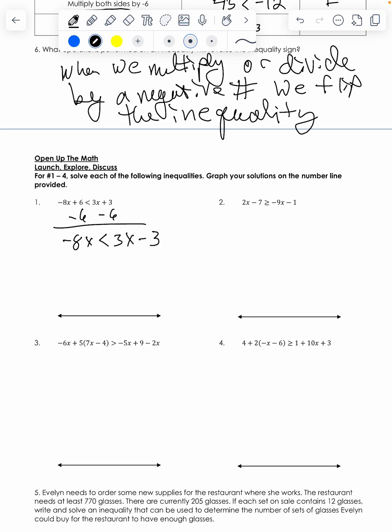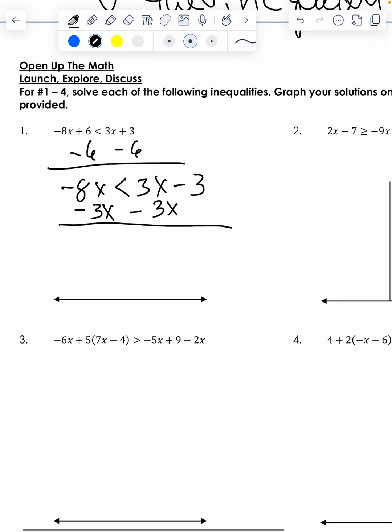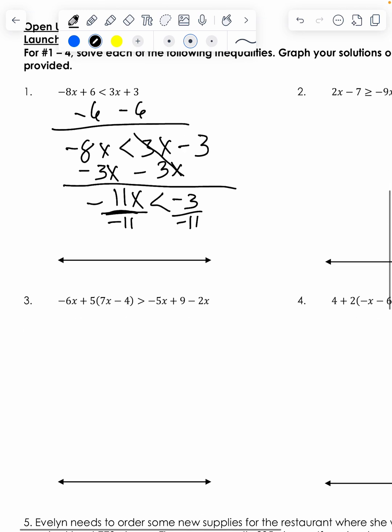And then, to get all the x's to one side, we can subtract 3x from both sides, right? So that, sorry, that should be negative 3x, right? So that's going to give us negative 11x. Those are going to cancel. And we have negative 11x is less than negative 3. Now our last step is to divide, right? We need to divide by negative 11 to get x by itself. And when we do that, we flip the inequality sign. So we actually switch it around like that.